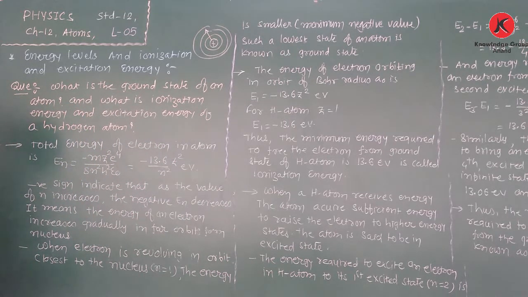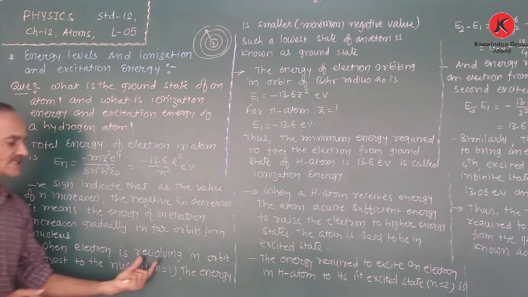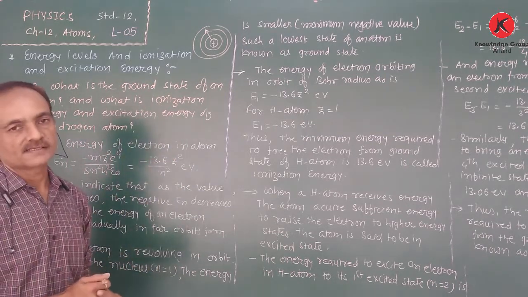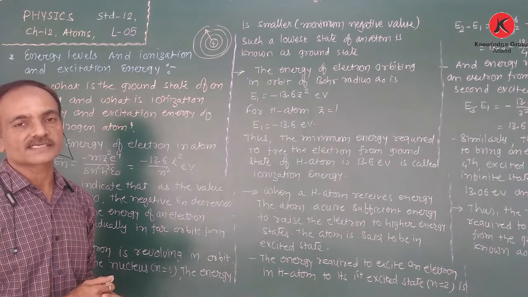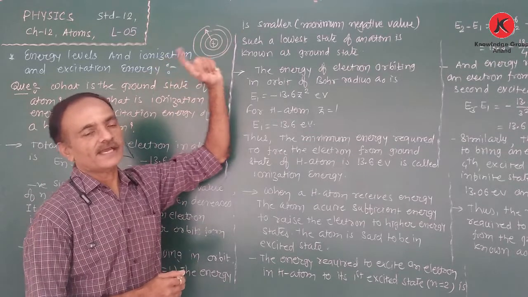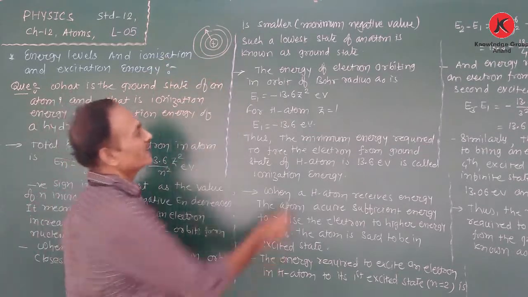What is the ground state? When the electron is revolving in an orbit closest to the nucleus, that means n is equal to 1, the energy is smaller. That means minus 13.6 electron volt. Such a low state of an atom is known as the ground state.